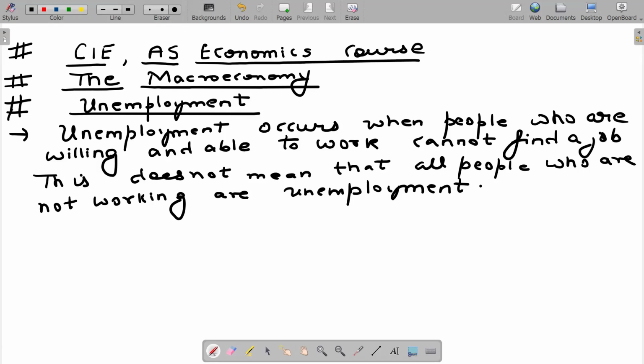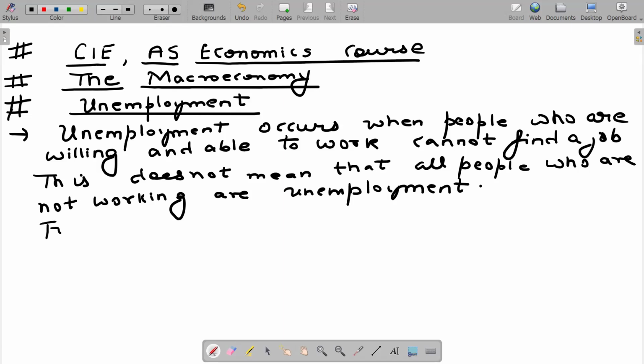However, there are certain people who might willingly prefer not to get a job. They might prefer to go for further studies, or they might prefer to retire early. So what we can say is not all the people who are not working are unemployed. So just because you are not working, I can't say that you are unemployed. Okay, so hoping students have understood this.